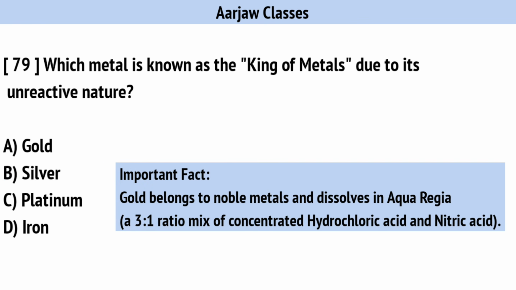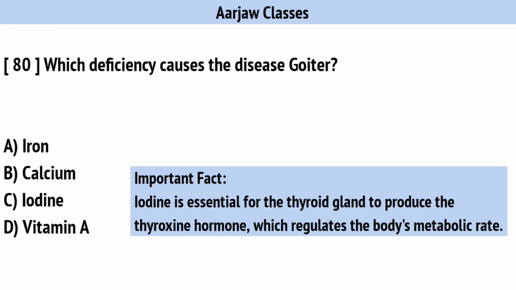Which metal is known as the king of metals due to its unreactive nature? Correct option is A, gold. Which deficiency causes the disease goiter? Correct option is C, iodine.